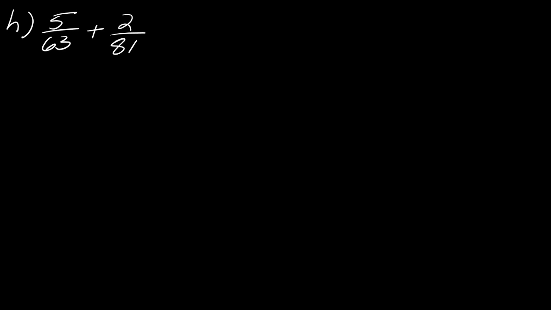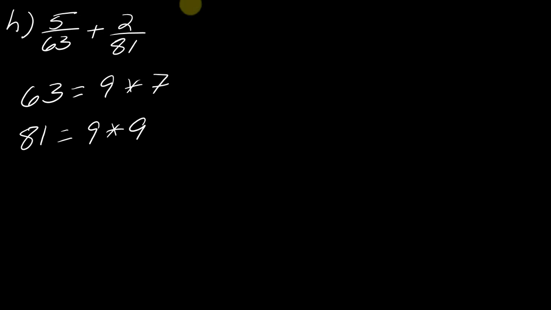Okay, so moving on to H here. So now I've got 63 and 81. What's the largest number that will divide into 63 and 81? That is going to be a 9. So 63 is 9 times 7. 81 is 9 times 9. Now these are two separate 9s. So they share a 9, and then they don't share these terms. So for my LCD, here's the 9 they share. Here's the stuff they did not share, okay?